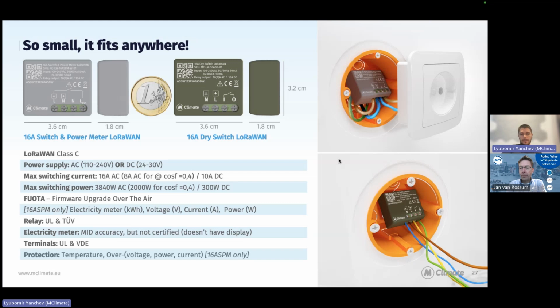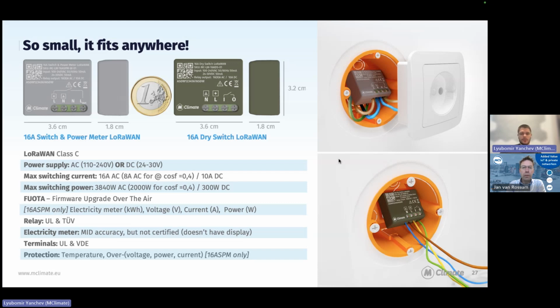And the 16 ASPM also has the electricity meter, right? So it gives you the actual usage in terms of kilowatt hours. It gives you the voltage of the network, the current that the appliance is drawing through the relay, and also the power. The relays we use in those products are UL and Q certified. The electricity meter itself has MID accuracy, which is the Measurement Instruments Directive. It's the same directive that says, okay, you can put it in and start billing people, create invoices based on this data.